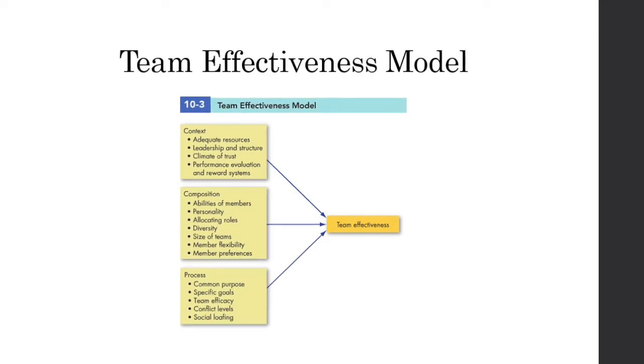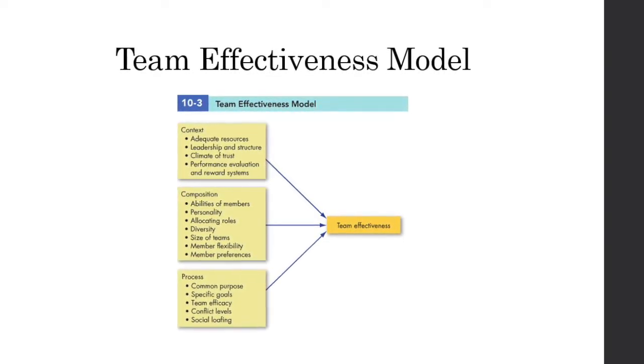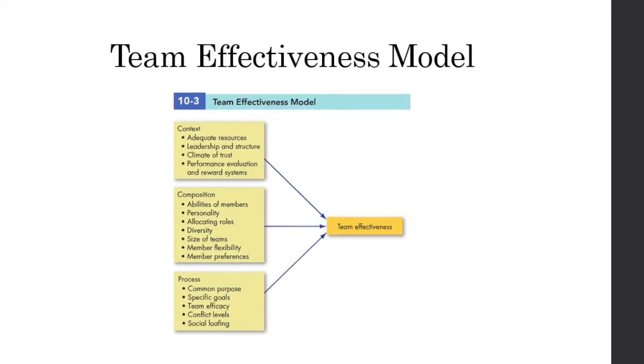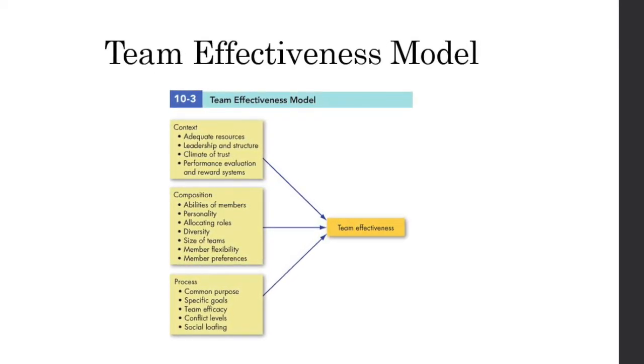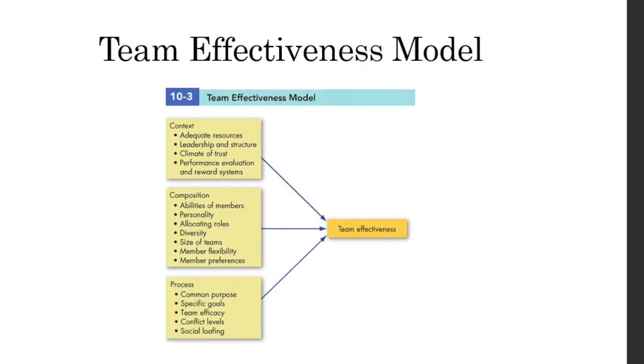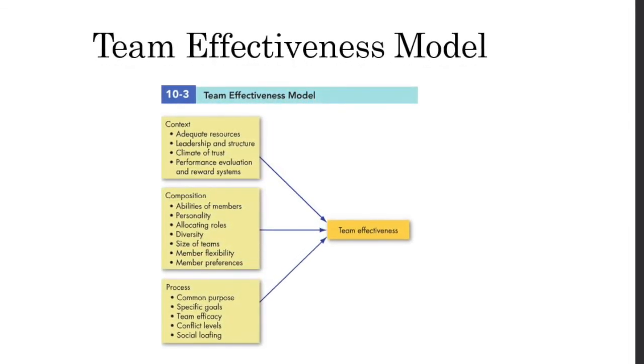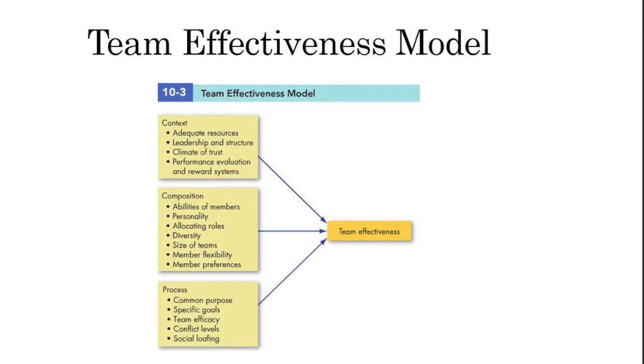Team effectiveness model. First, teams differ in form and structure. Second, the model assumes teamwork is better than individual work. We can organize the key components of effective teams into a team effectiveness model. It's composed of a context, a composition, and a process. So first, context. What factors determine whether teams are successful? First, adequate resources, leadership and structure, climate of trust, and performance evaluation and reward systems.